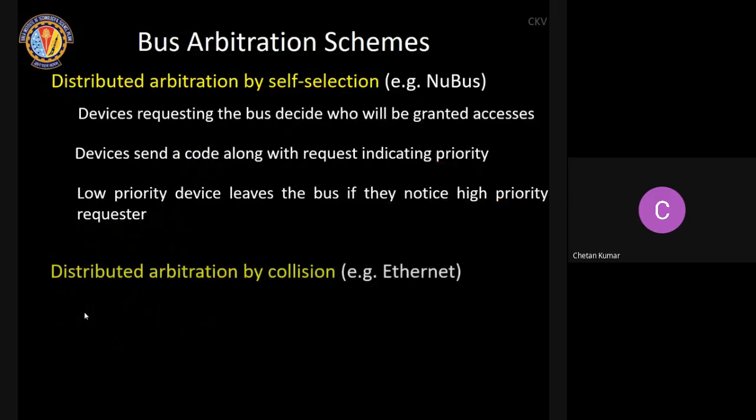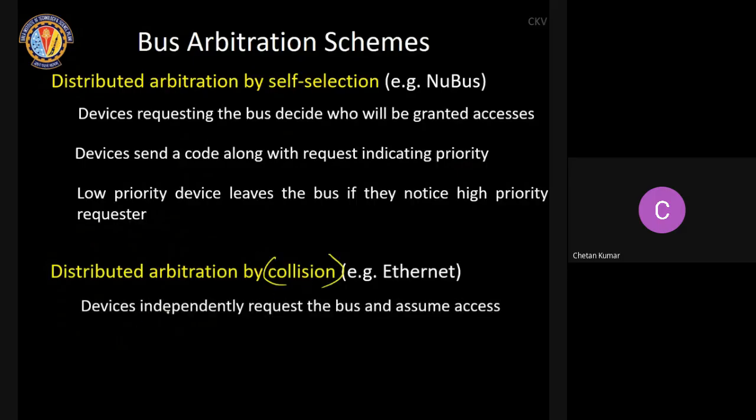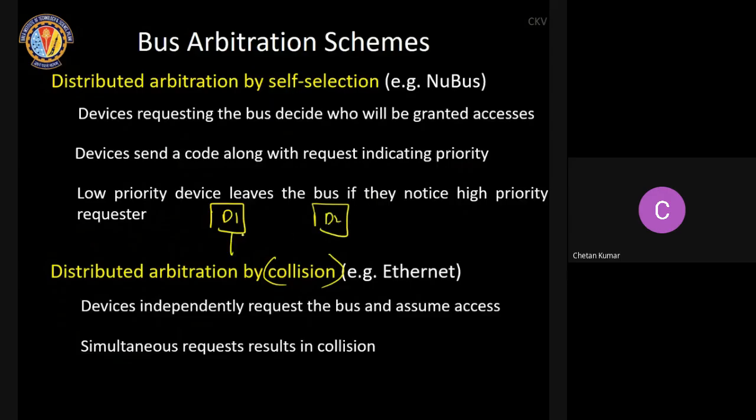There is another similar scheme which is called distributed arbitration by collision. Here devices independently request the bus and assume access. But whenever there are simultaneous requests, it will result in a collision. For example, you have the same example: device one, device two. Both will send a request. Now both the devices are sending the request for the bus, so there will be a collision.